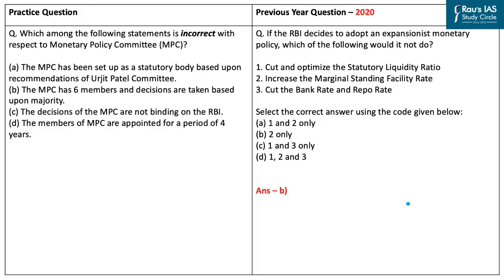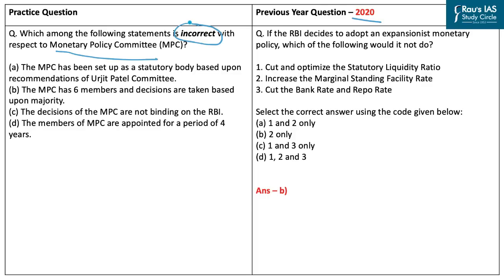In this regard, UPSC in the previous year question papers has consistently asked questions related to monetary policy of India. In the year 2020, a question was asked related to the impact of RBI's expansionist monetary policy. And that is why this practice question is related to the Monetary Policy Committee. So the question reads, which among the following statements is incorrect with respect to the Monetary Policy Committee? That is, we have to identify which of these 4 statements is incorrect.